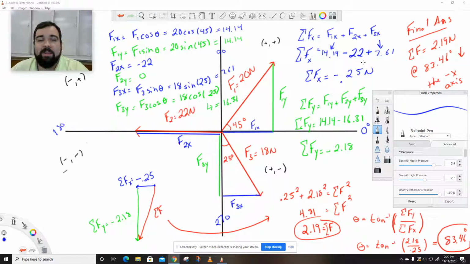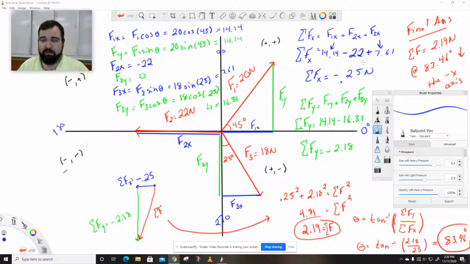The other bit is in the net force in the x and the net force in y calculations. I think people were just going and adding those values straight across. They weren't considering what direction they were in. So the 22 should be negative and the 16.31 should be negative.